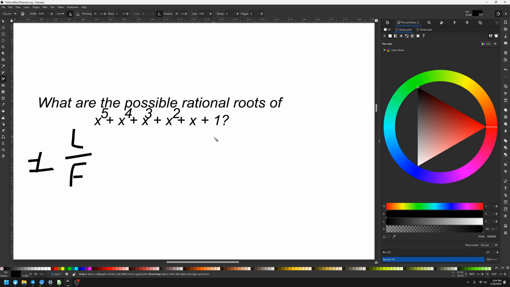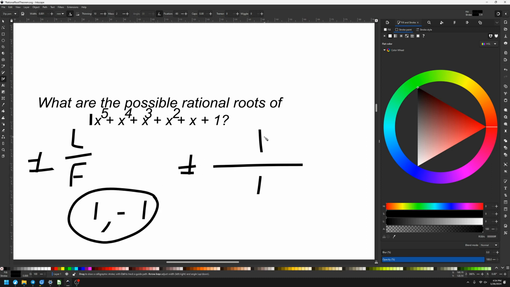So what are the factors of 1? Well, the only factor of 1 is 1, so let's write that. And what are the factors of the first coefficient? Well, this is secretly 1 x to the fifth in disguise. So it's going to be just 1 again. And don't forget the plus or minus. So our possible rational roots are going to be 1 and negative 1, because this is just 1 over 1, which is 1, and it's going to be plus 1 and minus 1.